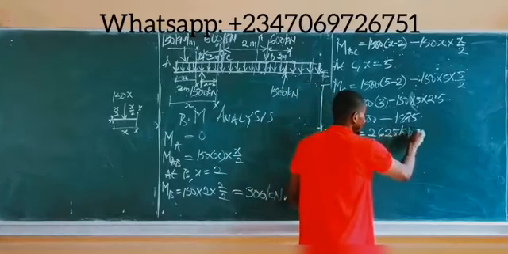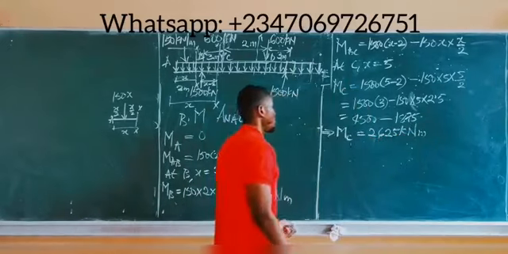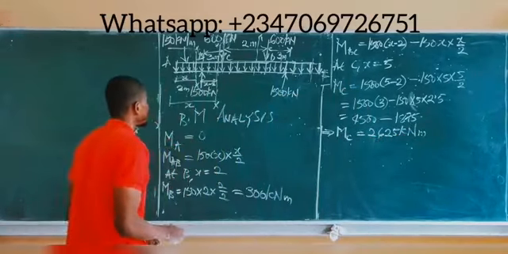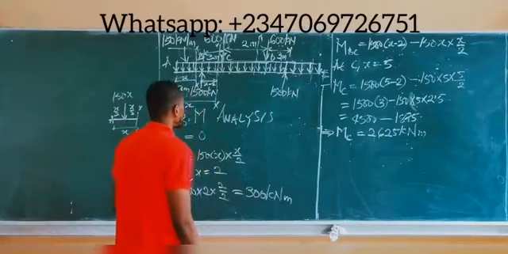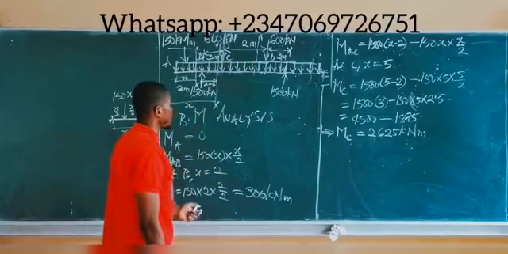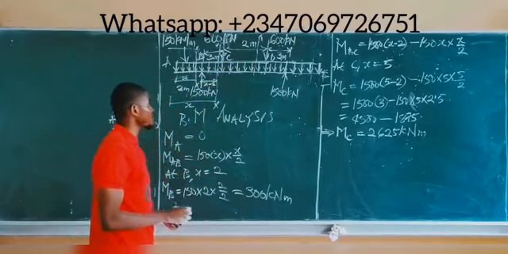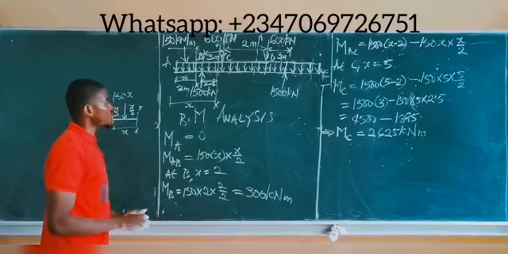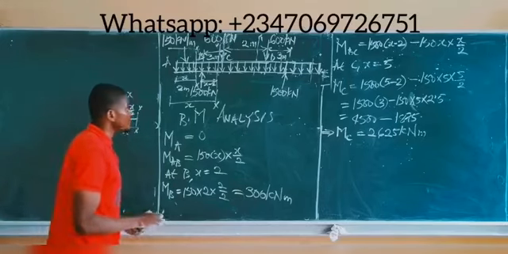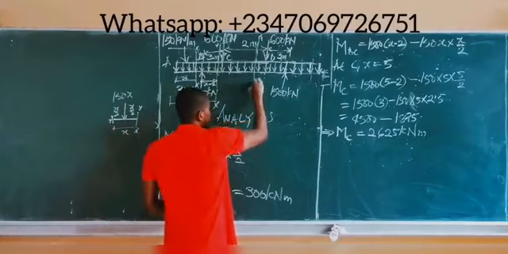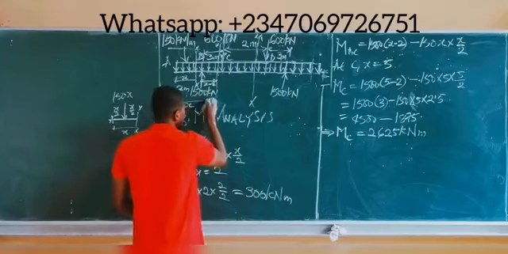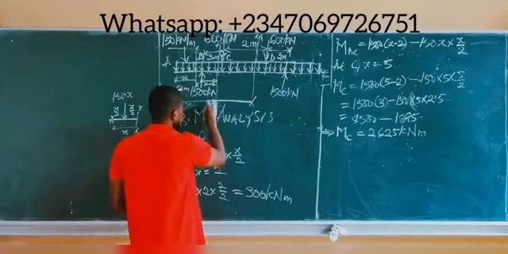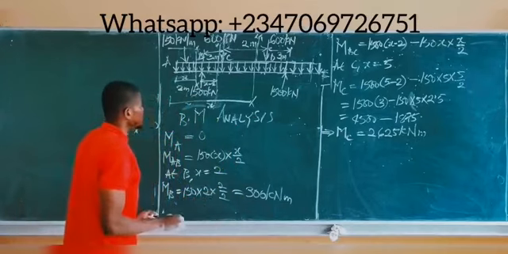2625 kilonewton meters. That becomes the moment at point C. Now between point C and point D, there's also a UDL, so we also have to take a section along that portion. Consider a section XX at a distance x from point A, along CD. The distance from point A to the point of section is simply x.